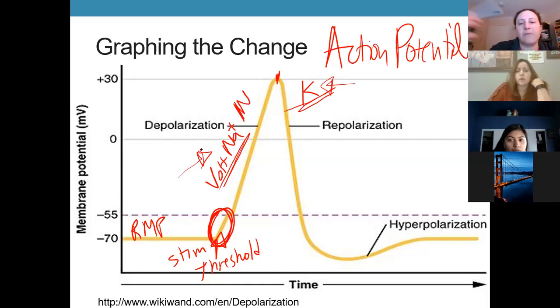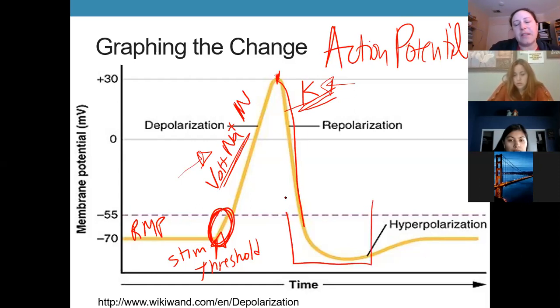So the sodium's open first, and then they close. By the time they have opened and closed, the potassium's finally open. Potassium floods out, repolarize, and then this is our reset.